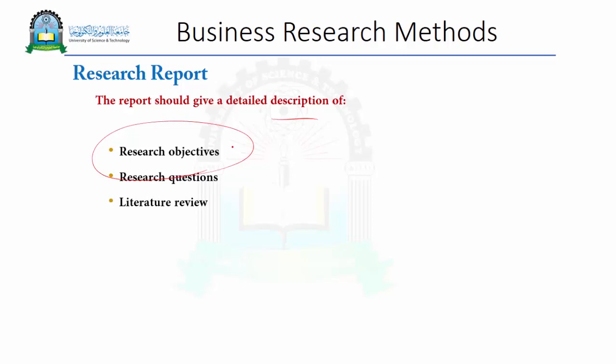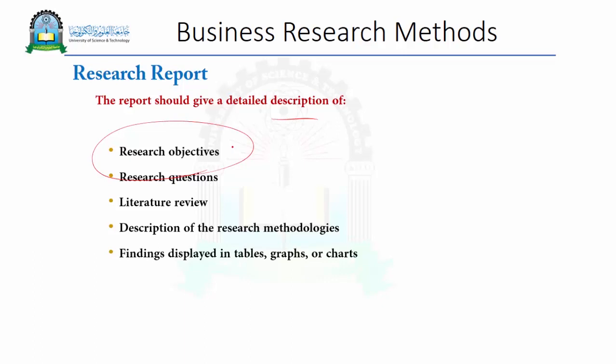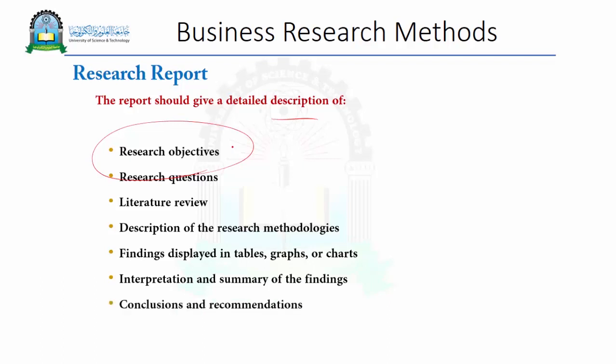If you remember, when we talked about the process of research, we talked about these things, starting with the research problem, objective, questions, and the literature review, description of research or the research methodologies, findings displayed in tables or graphs or charts, and the interpretation and summary of the findings, and also the conclusions and recommendations. So all these can be, let's say, the components, or the main parts of the research report.